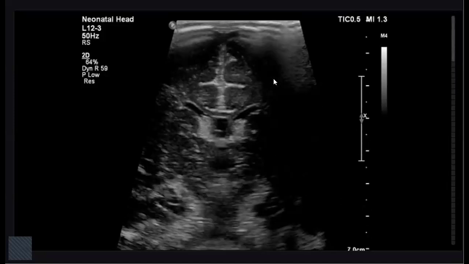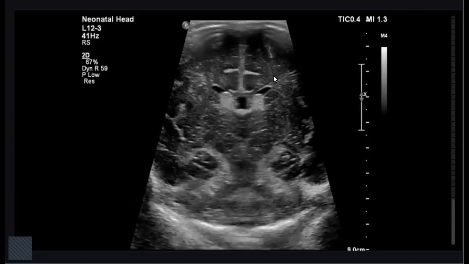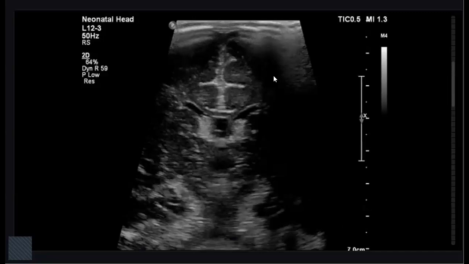Yes, this is the ultrasonography of the neonatal brain. Here I can see the posterior fossa structures appear normal, and the cerebellum appears normal. In the lateral ventricles, there is hyperdensity. I think this is likely due to choroid plexus.